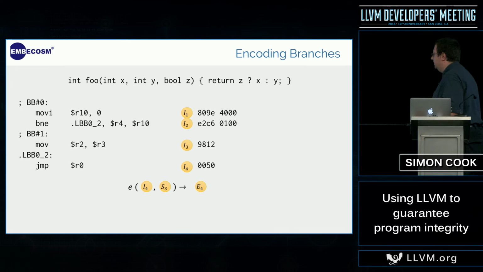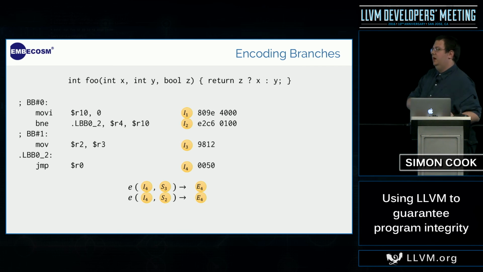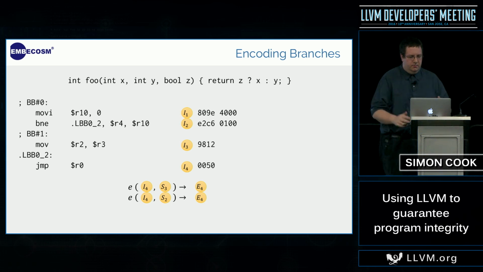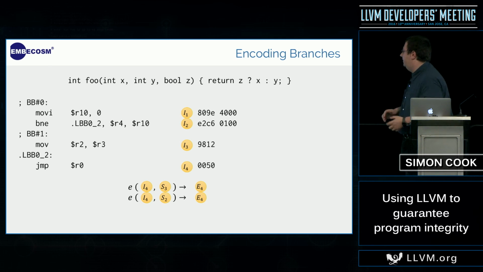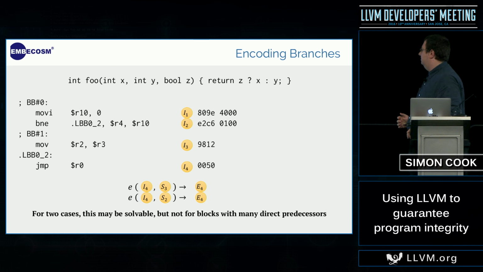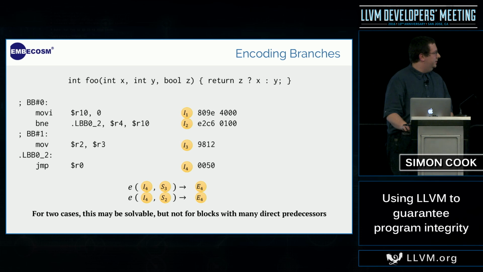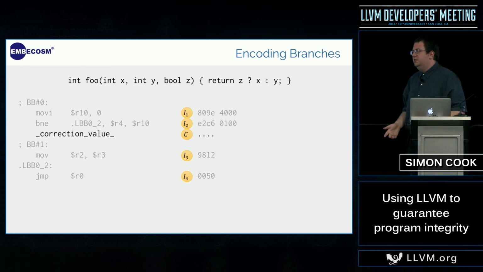But if you do take the branch, then the internal state from the second instruction must also somehow encode to the same fourth encoding. Now, for a couple of cases, this may be solvable, but if you have a basic block with many direct predecessors, you could easily get a set of equations that is just impossible to solve. Now, the way that this hardware solves this problem is by sticking in what's called a correction value, which essentially overrides that internal state.